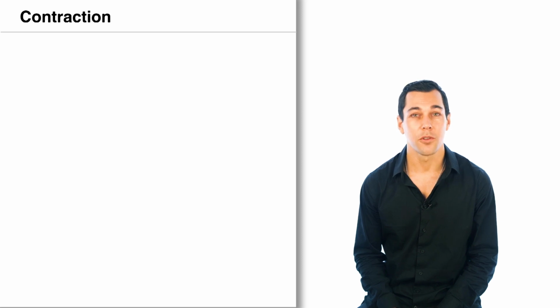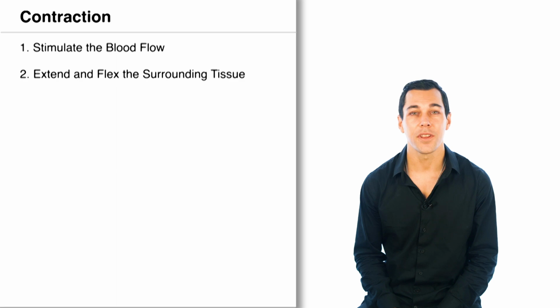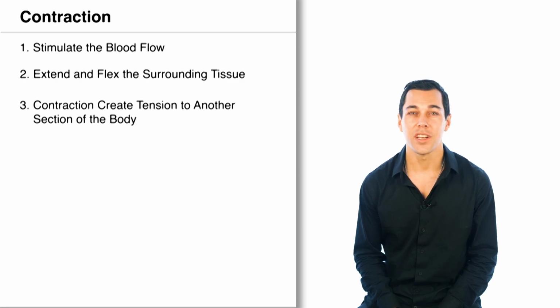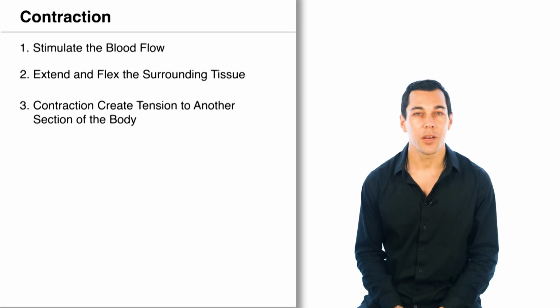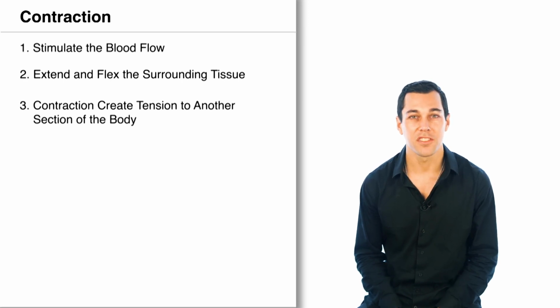Contraction can stimulate the flow of blood into a partially damaged tissue. Contraction can extend and flex the surrounding tissue. One can contract one area of the body to create tension to another section of the body where stretching is needed. The body works by a system of muscular counterbalances, so contraction in one place will stretch another out. And contraction can be used to trace issues in the body.